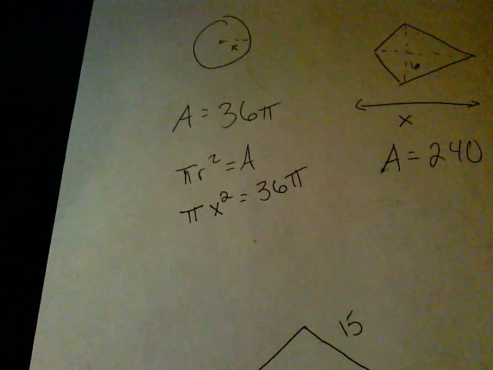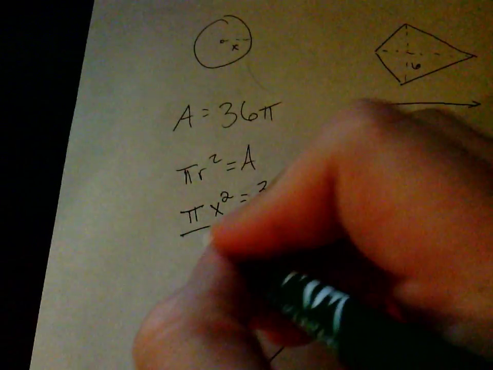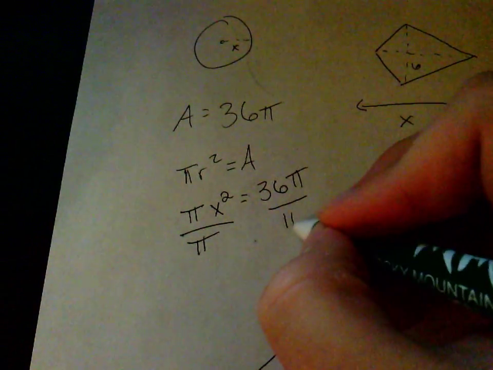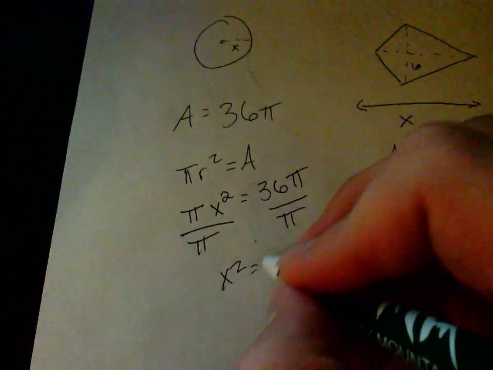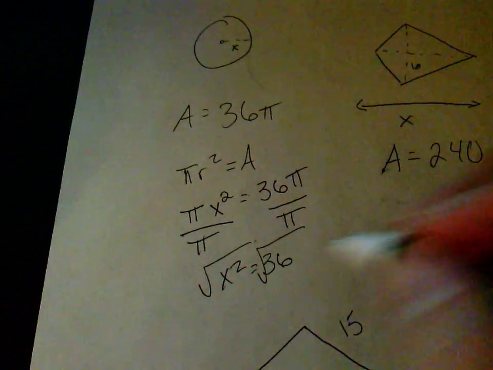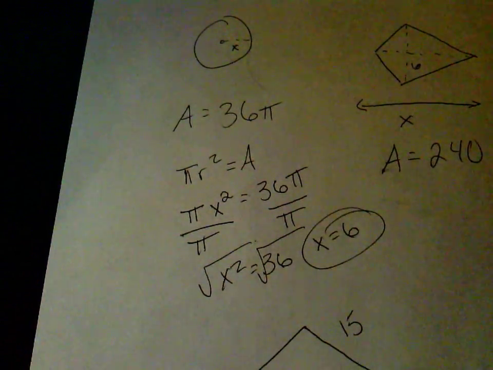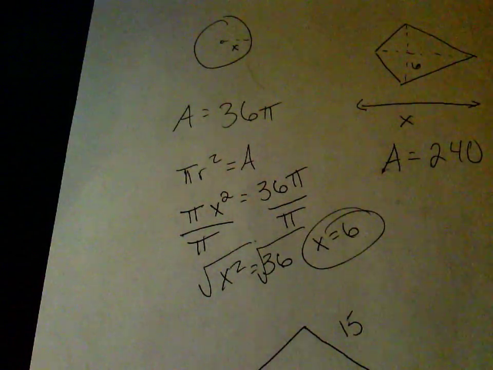From here, all you're doing is solving for x. So first, I gotta get rid of this pi thing. So I'm gonna first divide by pi. X squared equals 36. And then I'm gonna solve for x. Now remember, this is a square term, so x is gonna give me 6. What that means is that my radius for this thing is 6.